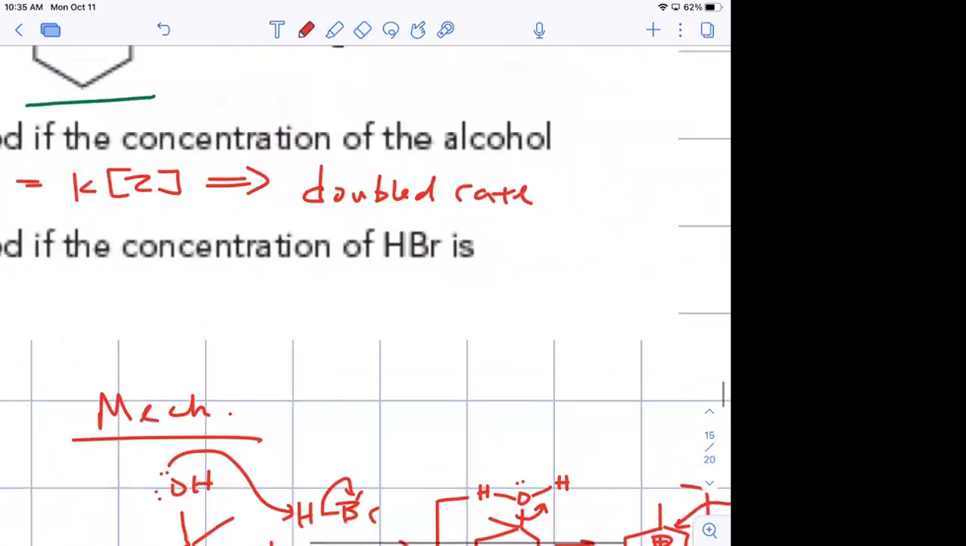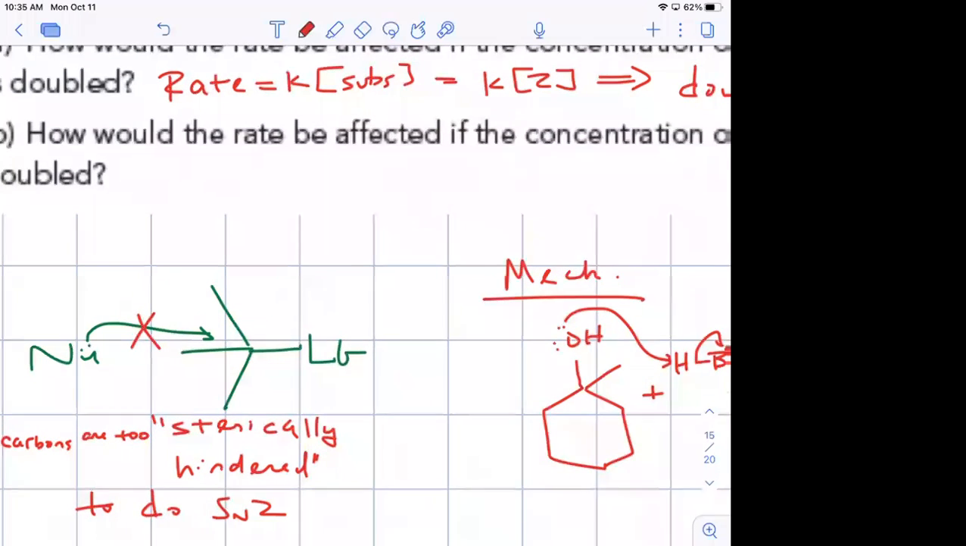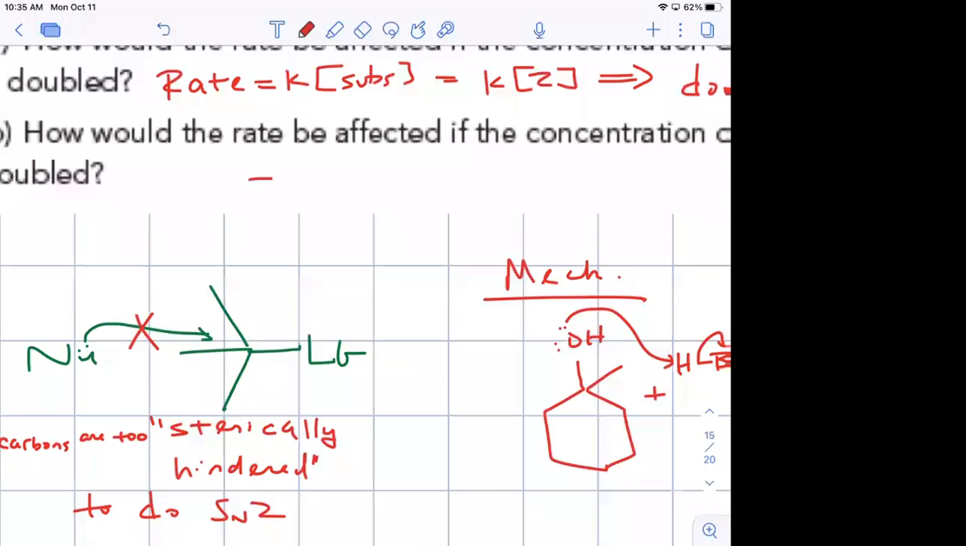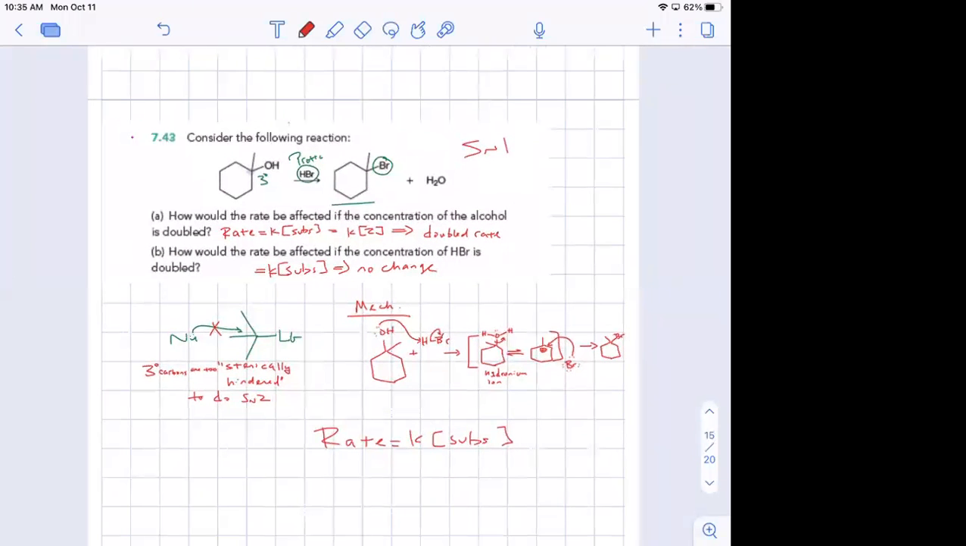All right. How would the rate be affected if the concentration of HBr is doubled? Is HBr involved in that rate law? No, it's not affected. No change, right? All right, so hopefully you're seeing the connection between all these different things we talked about. Now that it's time to put them into practice, right? So the rate wouldn't change. Any questions about those two problems that we just looked at?